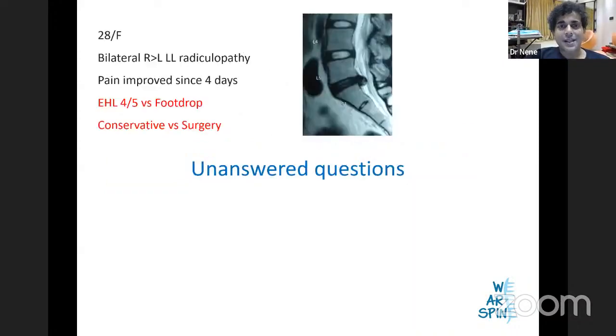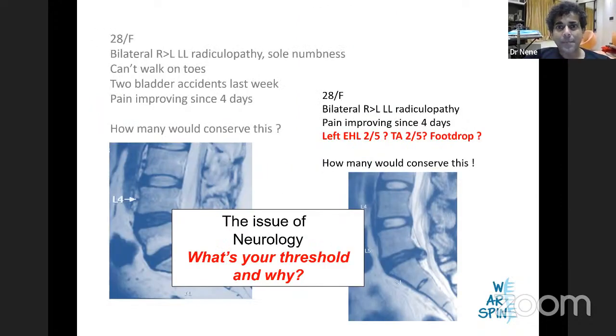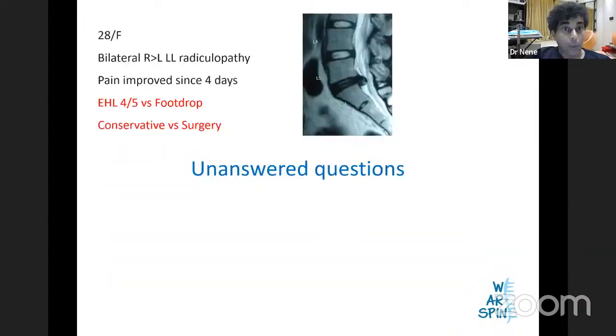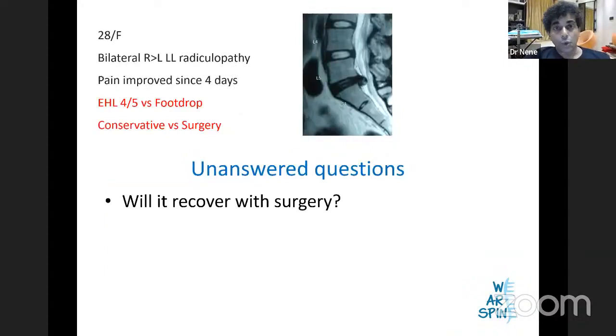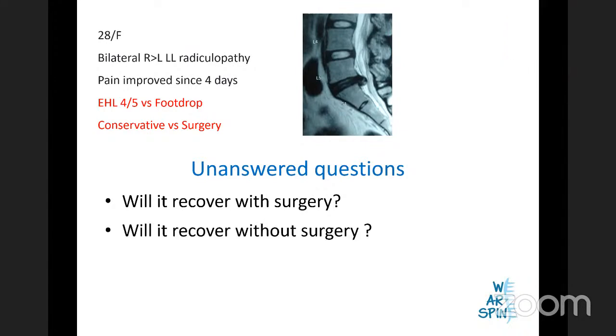The big question is, will it recover with surgery? I'd like all your inputs on this. So when you say this guy has a 2x5 power, let's say I want to still conserve and you may get better, and you say no, I want to operate. Would you then be able to give a justification or some kind of assurance that with surgery the deficit will go away? Sir, it depends on the timing of the surgery, I feel.